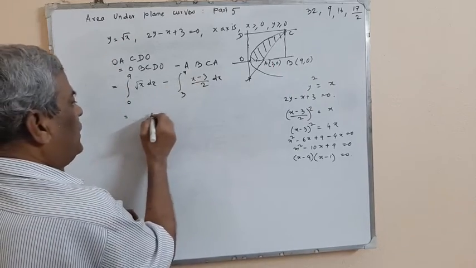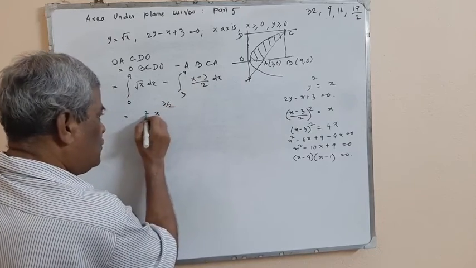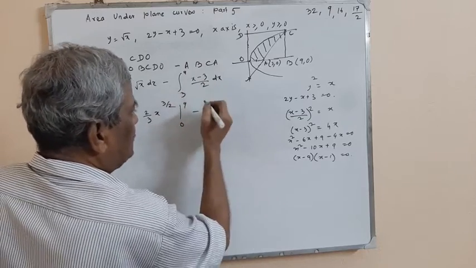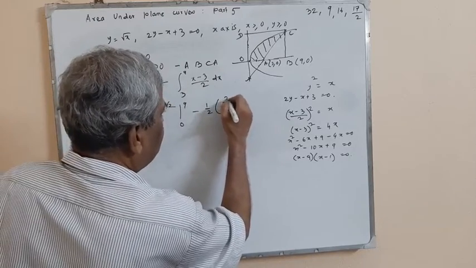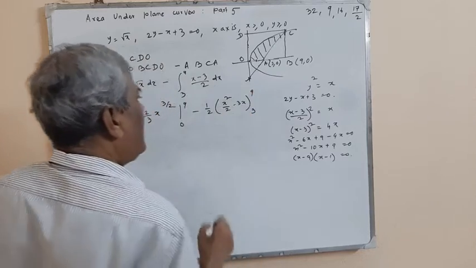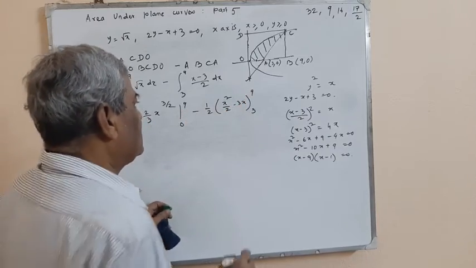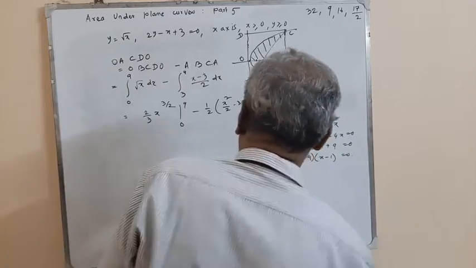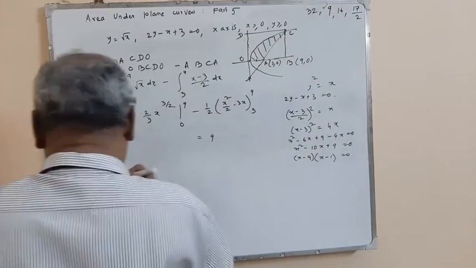So that it is equal to x to the power 3 by 2 into 2 by 3, limit from 0 to 9, minus this, half of x squared by 2 minus 3x, from 3 to 9. Now put all these limits and simplify, and the answer will be 9. After simplification, that must be equal to 9. So this is our answer.